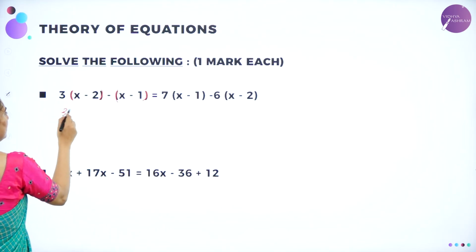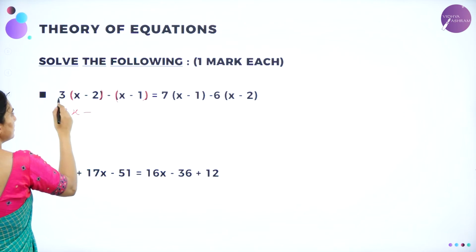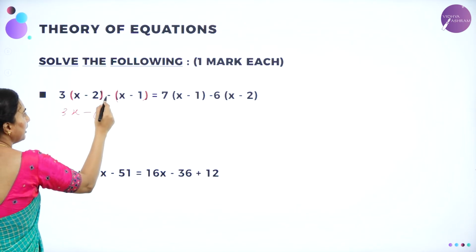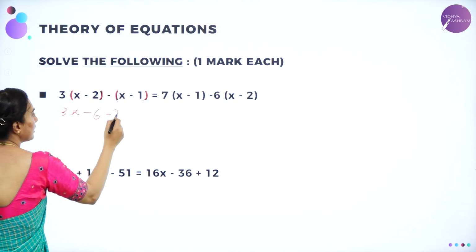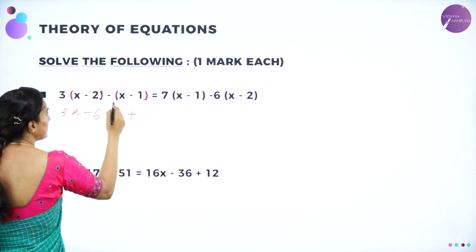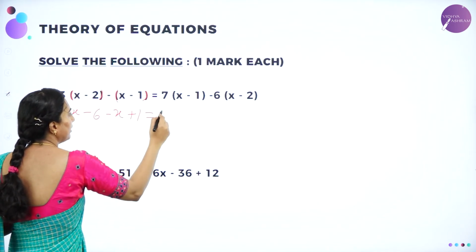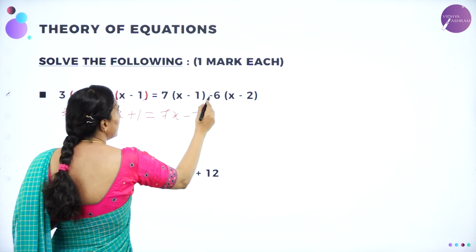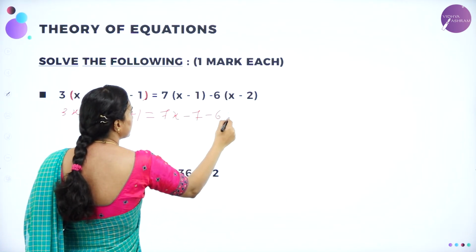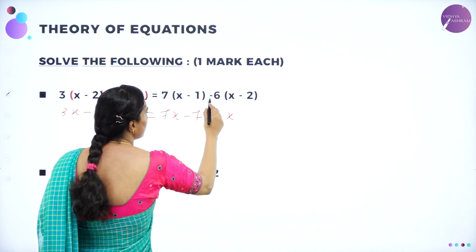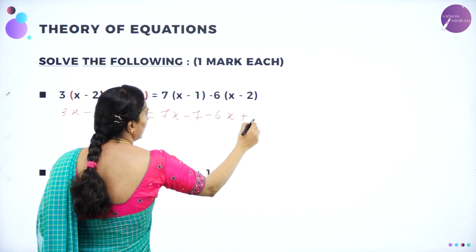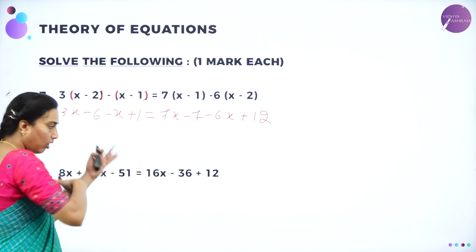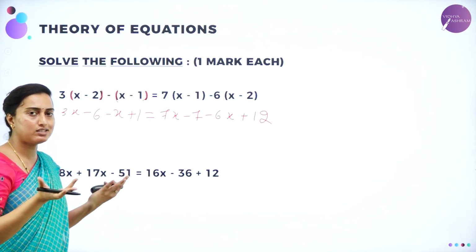3 into x is 3x. Minus into plus is minus. 3 2s are 6. Again minus into plus is minus x. Minus into minus is plus 1 is equal to 7 into x is 7x. 7 into minus 1 is minus 7. Minus 6 into x is minus 6x. Minus 6 into minus 2, minus into minus is plus, 6 2s are 12. Now collecting all the x terms to one side, constant terms to the other side.